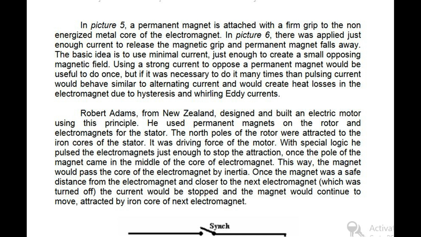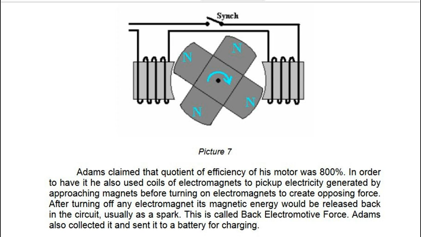Once the magnet was a safe distance from the electromagnet and closer to the next electromagnet, which was turned off, the current would be stopped and the magnet would continue to move, attracted by the iron core of the next electromagnet. Adams claimed that the quotient of efficiency of his motor was 800%.